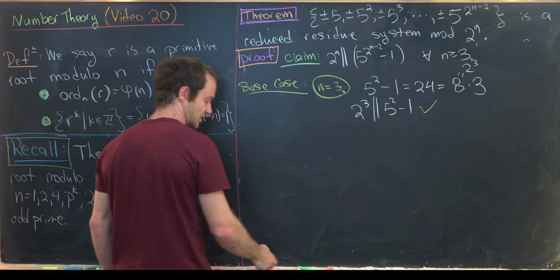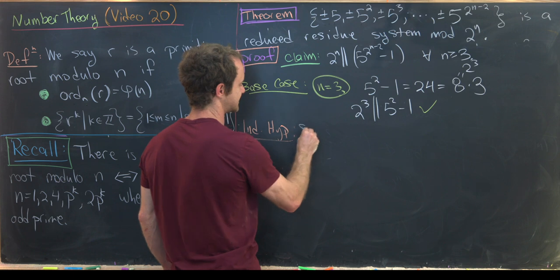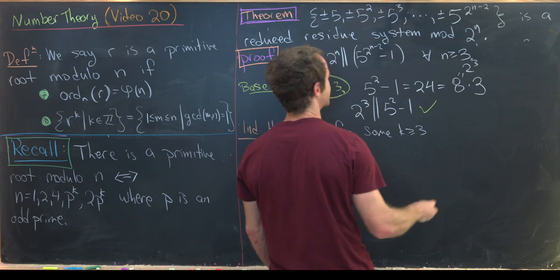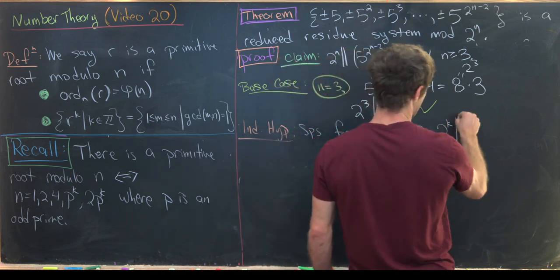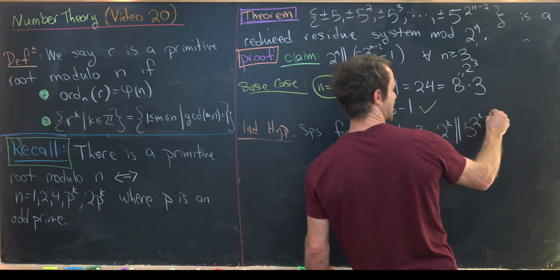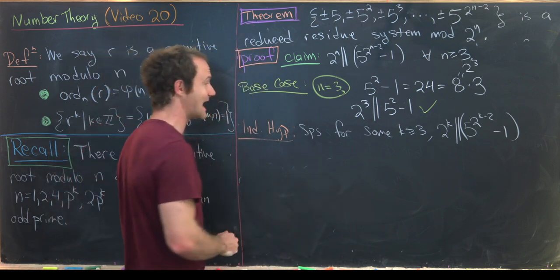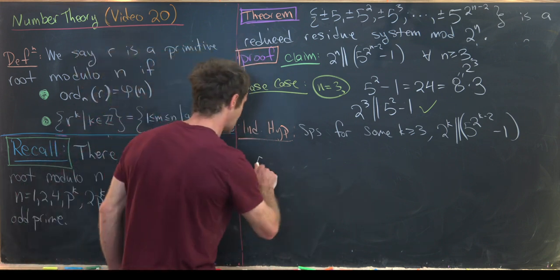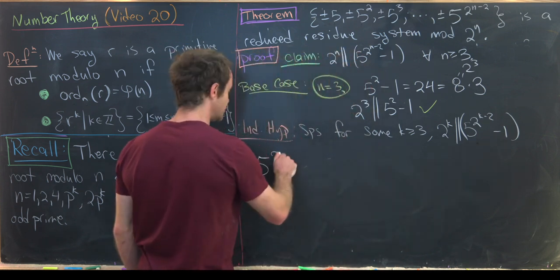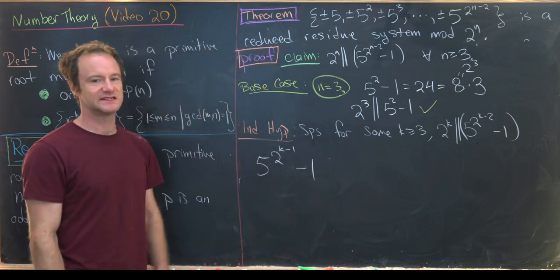Now let's make an induction hypothesis. So let's suppose for some k bigger than or equal to 3, we have 2 to the k is the largest power of 2 that divides into 5 to the 2 to the k minus 2 minus 1. And then consider the k plus first case. The k plus first case in this object will be 5 to the 2 to the k minus 1 minus 1. But now that's in fact a difference of squares.